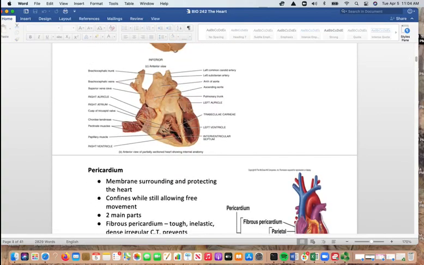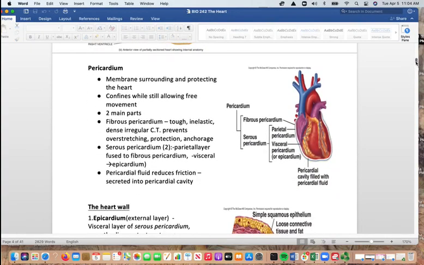And then here, this is an example of a heart that's had the ventricles split open so you can see what the inside of it looks like. So your pericardium is going to be the membrane that surrounds and protects the heart. It's going to help to hold it in place, but still allow it to move. So you have the fibrous pericardium that is the tough, inelastic, dense, regular connective tissue. This prevents the heart from overstretching, as well as protecting it and helping to anchor it.